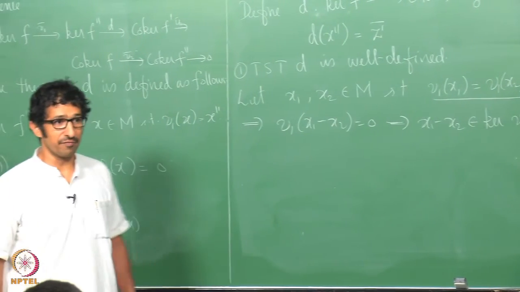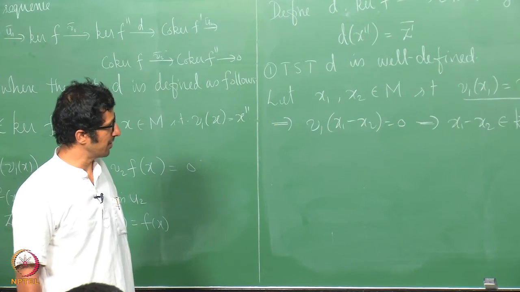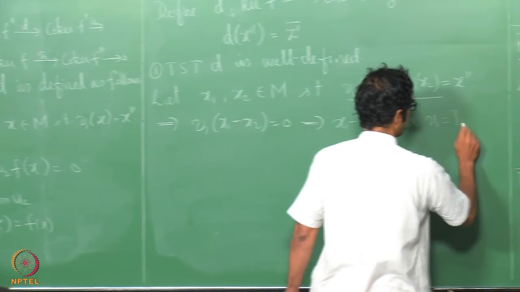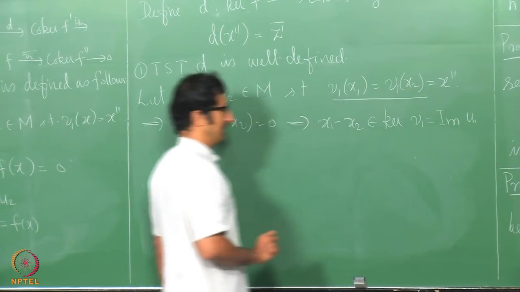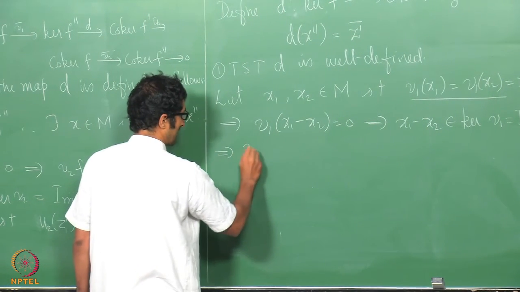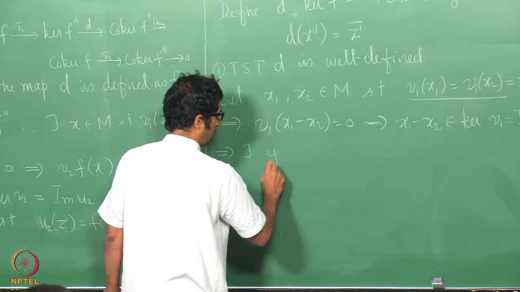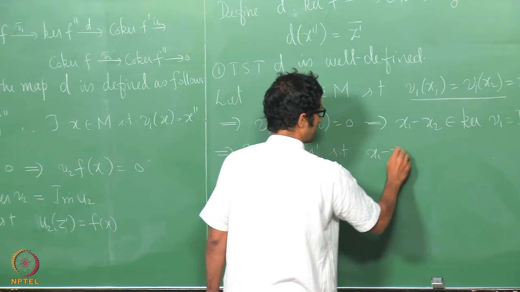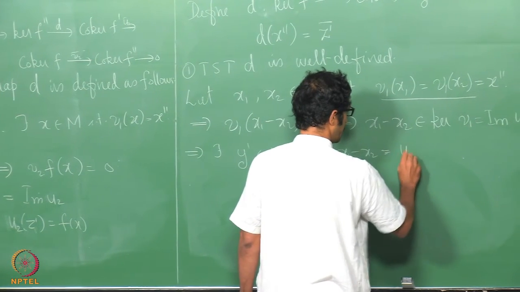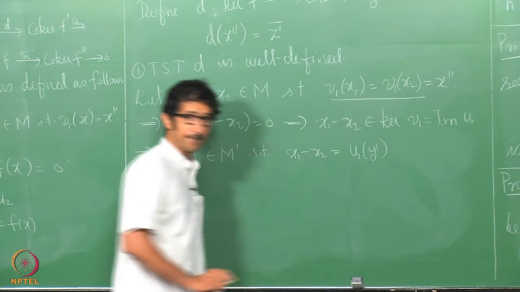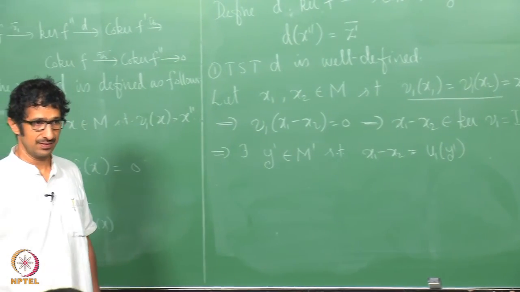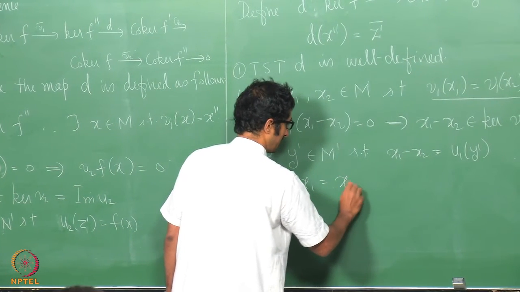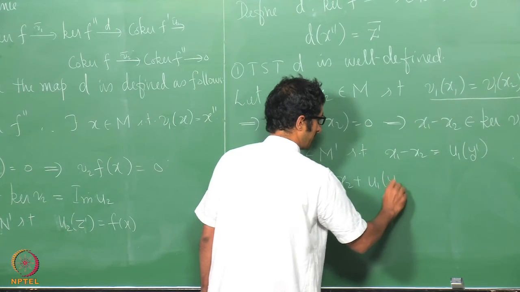But we know what the kernel of V1 is. What is the kernel of V1? This is the image of U1. What does that say? That says there exists some y prime in M prime such that x1 minus x2 is equal to U1 of y prime. Or in other words, x1 is equal to x2 plus U1 of y prime.